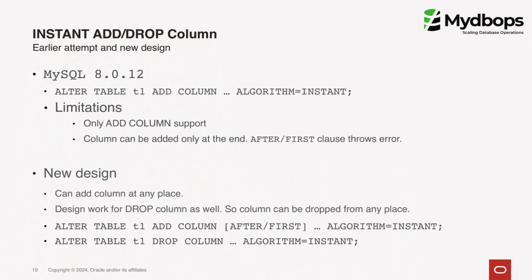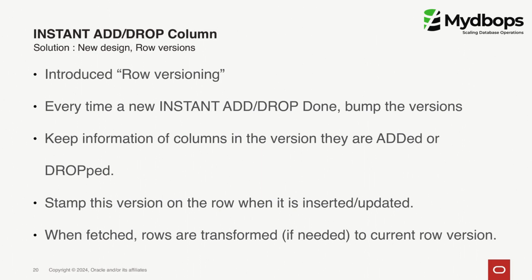Then we went back to the scratch pad and came up with a new design. With this new design, it is now possible to add a column anywhere in the table definition, be it the first column, somewhere in the middle, or at the end. And with the new design, it is possible to drop a column as well. And this is the syntax. How did we do that?